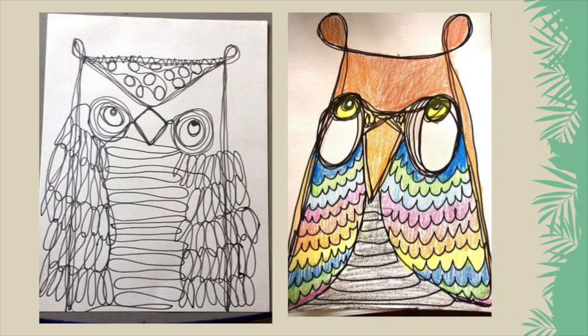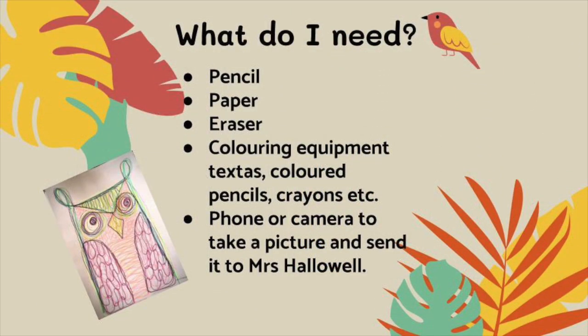So what we're going to do today is we're going to try this. We're going to use a texter and make an owl with one continuous line. What you're going to need today is pencil, paper, eraser. You'll need something to colour your owl in and then take a picture and send it to me. Good luck.